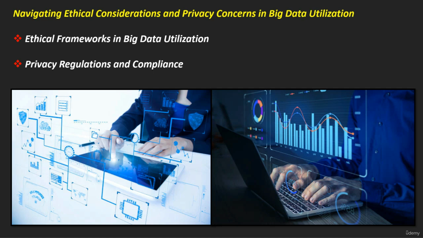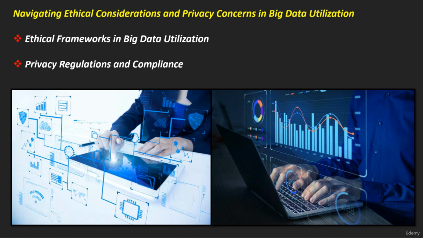Organizations that demonstrate a commitment to protecting privacy rights and complying with applicable regulations are better positioned to foster long-term relationships and mitigate the risk of reputational damage. In conclusion, we can say ethical considerations and privacy concerns are integral aspects of navigating the complex terrain of big data utilization. By adhering to ethical frameworks, respecting individuals' autonomy, and complying with privacy regulations, organizations can harness the power of big data responsibly while upholding the rights and dignity of individuals.